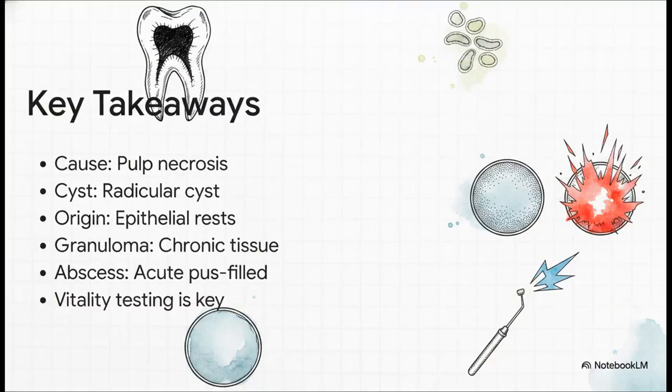All right, let's rapid fire these essential takeaways. The most common cause of these lesions? Pulp necrosis, usually starting from a simple cavity. The most common odontogenic cyst? That's the radicular cyst. And what does it originate from? The epithelial rests of Malassez. Don't forget the tissue differences. A granuloma is chronic inflammatory granulation tissue, while an abscess is acute, suppurative, meaning pus-filled inflammation. And the single most important clinical investigation to confirm your diagnosis? Vitality testing. For sure.